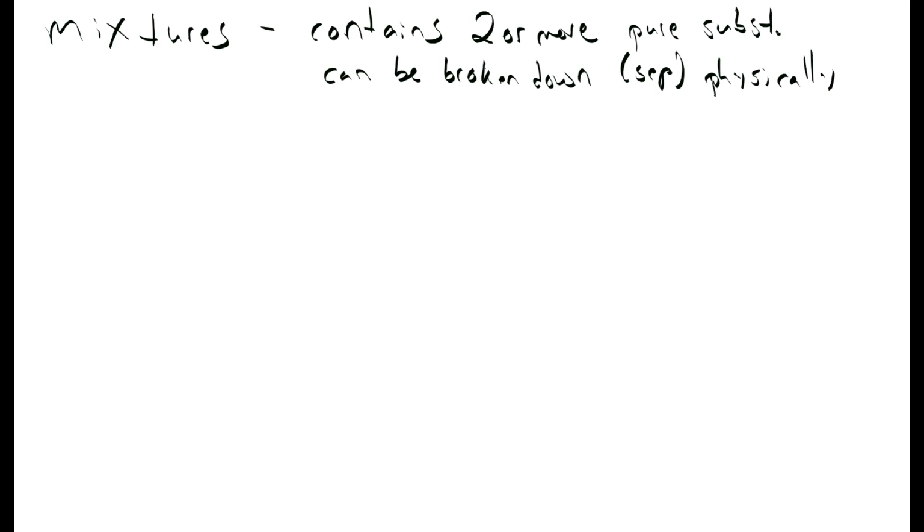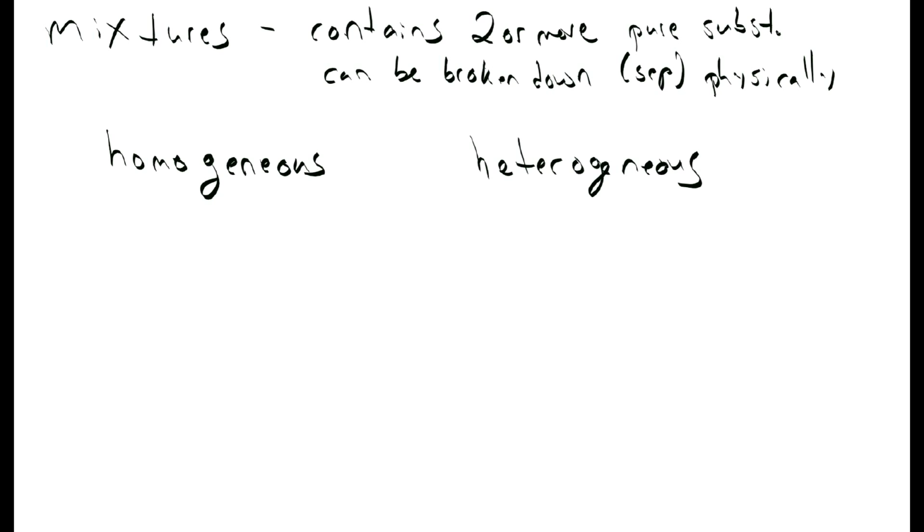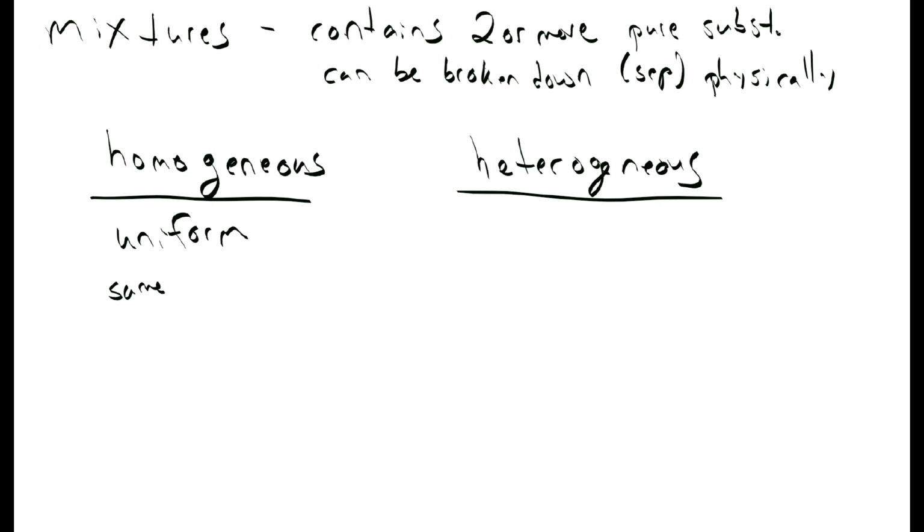That said, they do come in two different varieties. You can have a homogeneous mixture or a heterogeneous mixture. So a homogeneous mixture is uniform. The different parts of a homogeneous mixture look the same. Same physical properties throughout. So, for example, a solution.